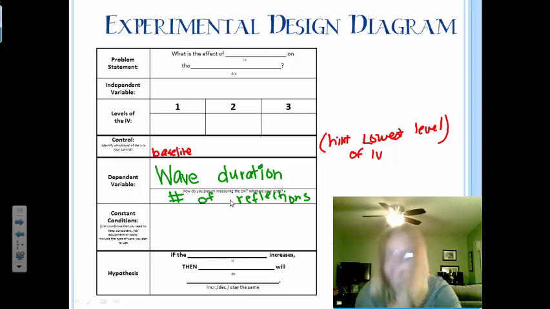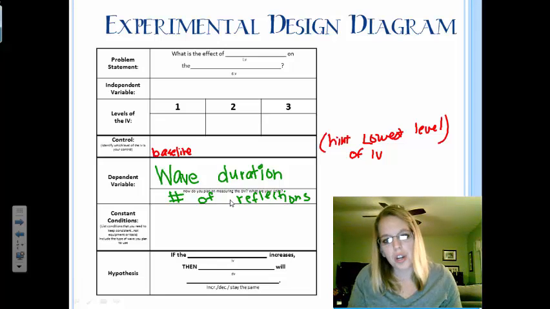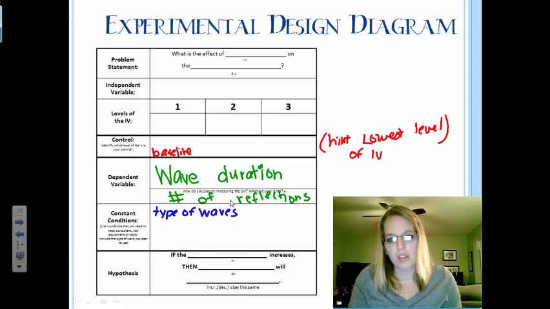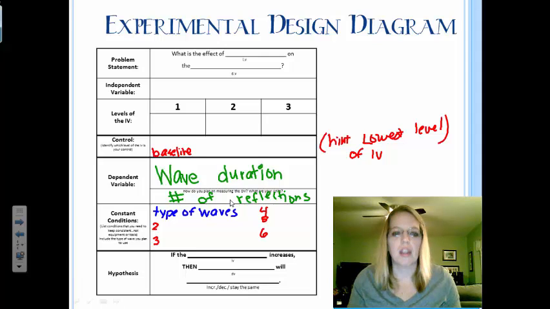Constant conditions. We need to start thinking about some constant conditions you need to have. One thing you need to have constant for sure is the type of wave you're making. Transverse and longitudinal waves do behave differently. And then you need to think of about 2, 3, 4, 5, 6 constant conditions minimally. And be specific here. Do not just say waves. What about the waves needs to stay the same? Don't say slinky. What about the slinky needs to stay the same?